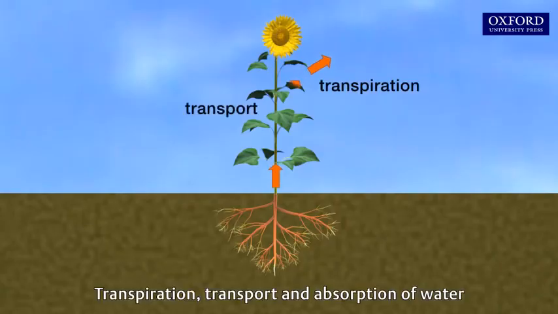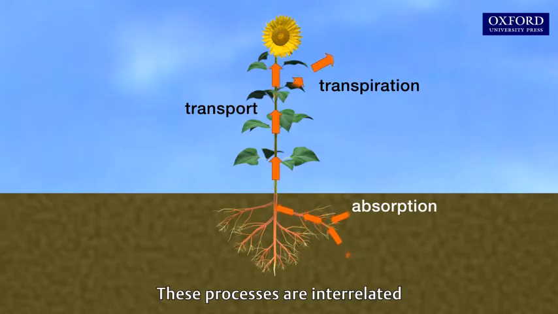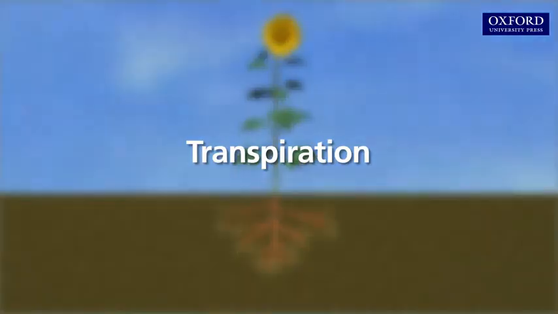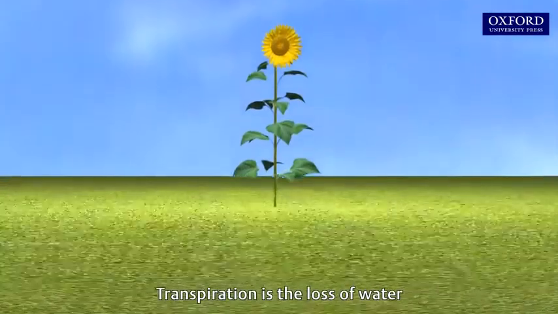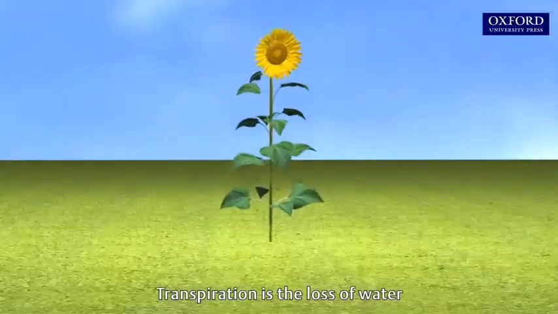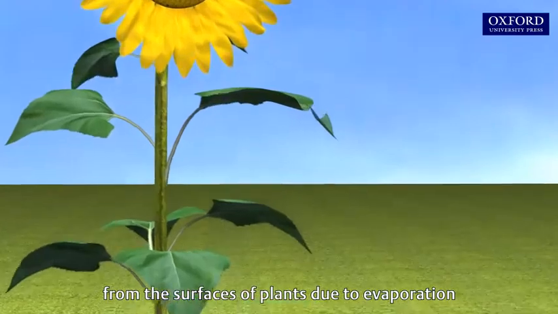Transpiration, transport, and absorption of water are important to plants. These processes are interrelated. Let's see how they take place. Transpiration is the loss of water in the form of water vapor from the surfaces of plants due to evaporation.